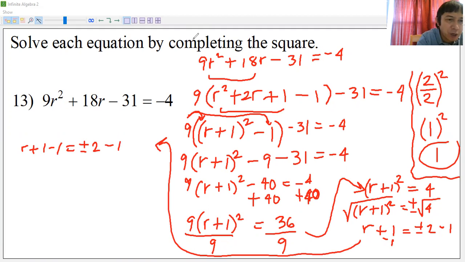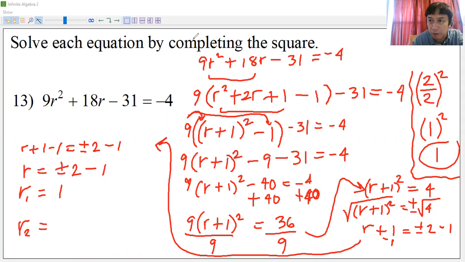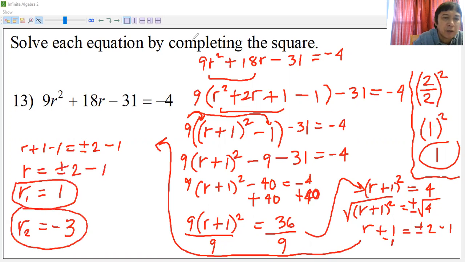That means r is equal to plus or minus 2 minus 1. The first value, r1, will be the positive 2 minus 1. That is positive 1. And then the second value of r, let's call it r2, that's negative 2 minus 1. That adds up to negative 3. And so the answers are positive 1 and negative 3.